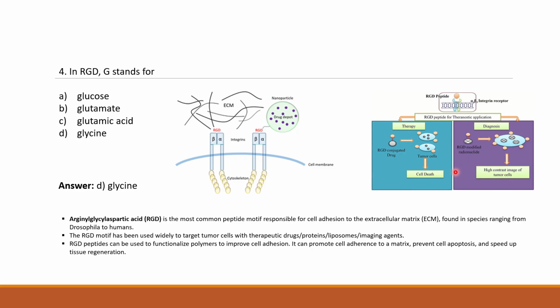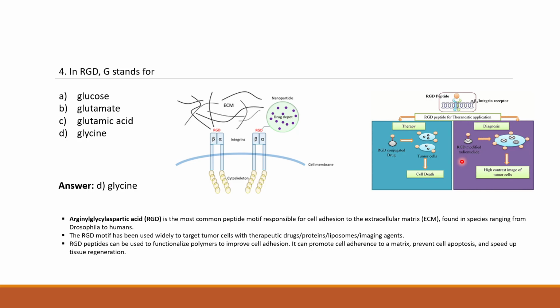So you can see here in the second image, this RGD peptide is a theranostic application, that is therapy and diagnostics both together. So in therapy, the RGD conjugated drugs are used. So this will help in targeted drug delivery, more effective for tumor cells, and whatever drug action is there on the tumor cell will lead to cell death. And in diagnosis, RGD modified radionuclide is used. Like there is some radioactive tag or some fluorescent tag, anything that is visual, that is attached to the RGD. Then the RGD attaches to the cells, then this tag is taken up by the cells. So this will give us a high contrast image of these cells in diagnosis.